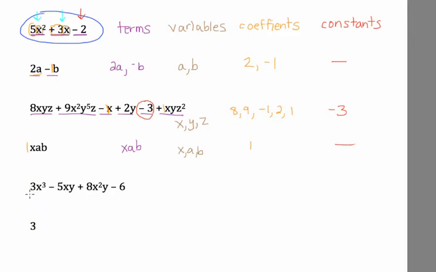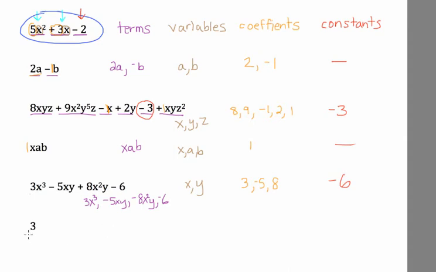The next expression. What are the terms? 3x to the third is the first term. Negative 5xy is the second term. Positive 8x squared y is the third term. And negative 6 is the fourth term. What are our variables? The letters x and y. What are the coefficients? The numbers at the beginning of each term. 3, -5, +8. There is a constant term. There is a number all by itself, -6.